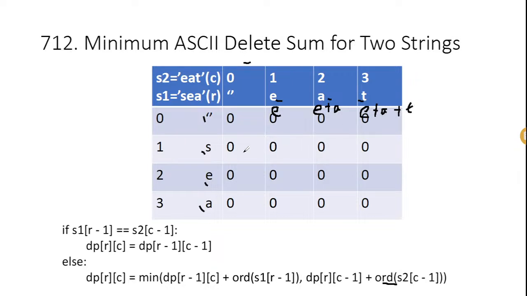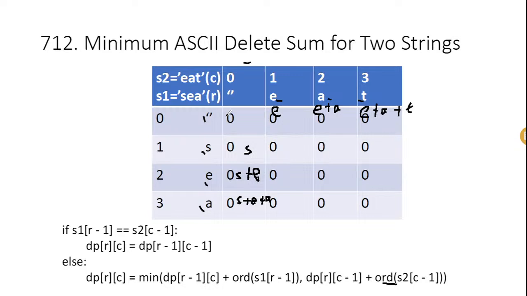So what about the column? Similarly, it's also the same. What about the first? It is S. What about the second? It is S plus E. And what about the third? It is S plus E plus A. Only in this way can we make them equal. So the meaning of that is also easy to understand.